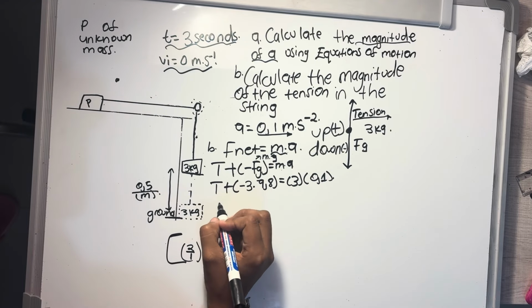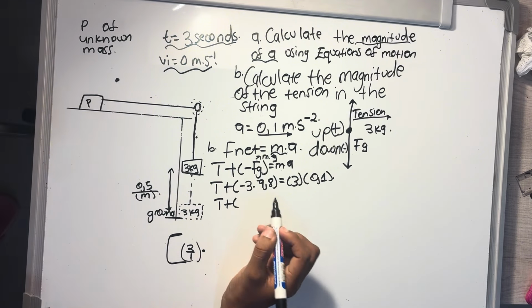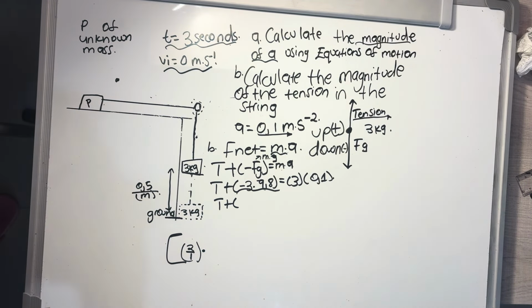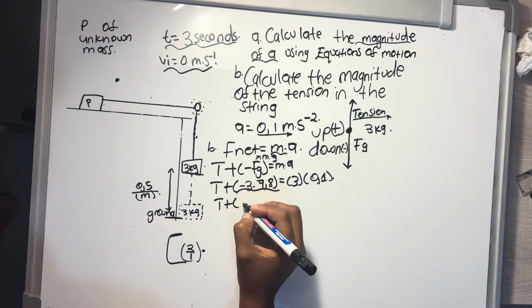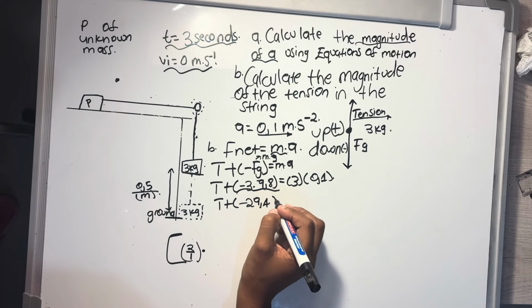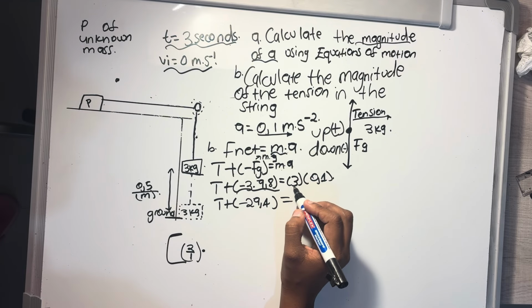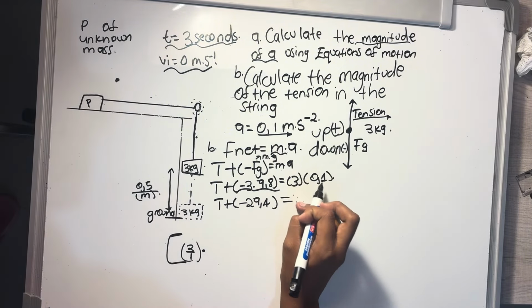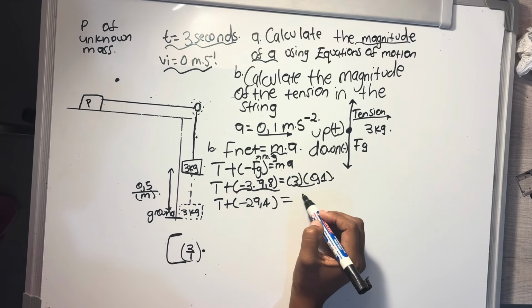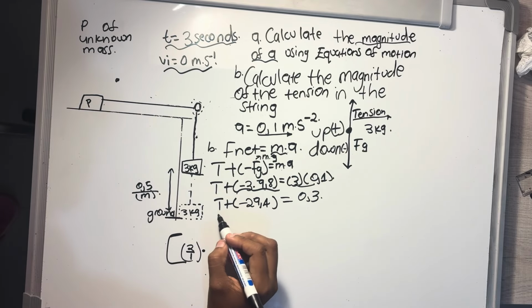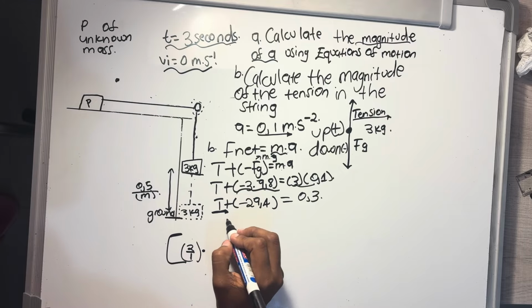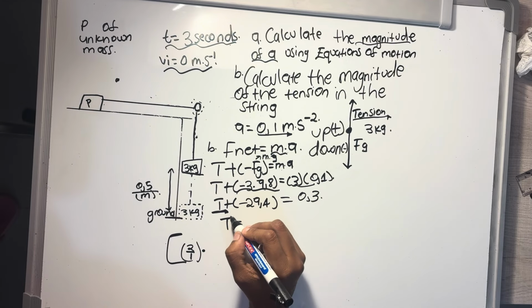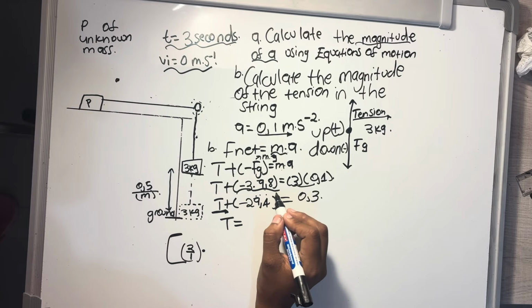So now here we'll have T plus, let me just put this into our calculator. It's negative 3 times 9.8, which is giving me minus 29.4. Remember to verify always. This equals 3 times 0.1, which is giving us 0.3, right? If you multiply these together, you'll get 0.3. So now in order to get T, which is what we're trying to solve for, we have to make T the subject of the formula, transposing this to the other side.